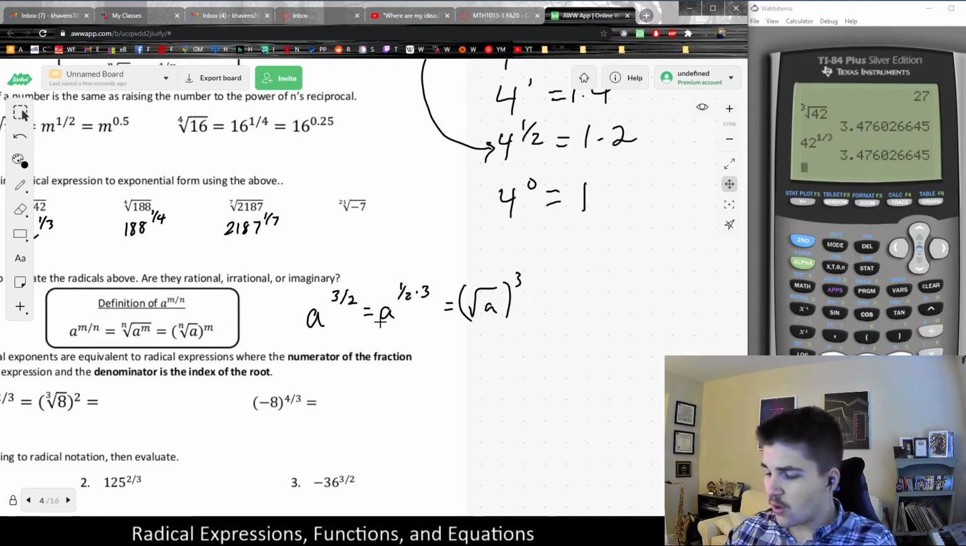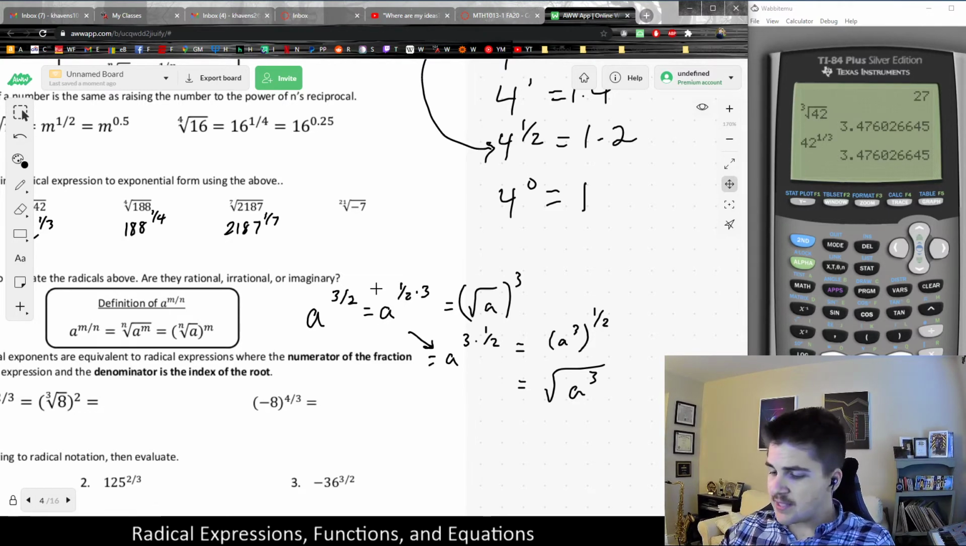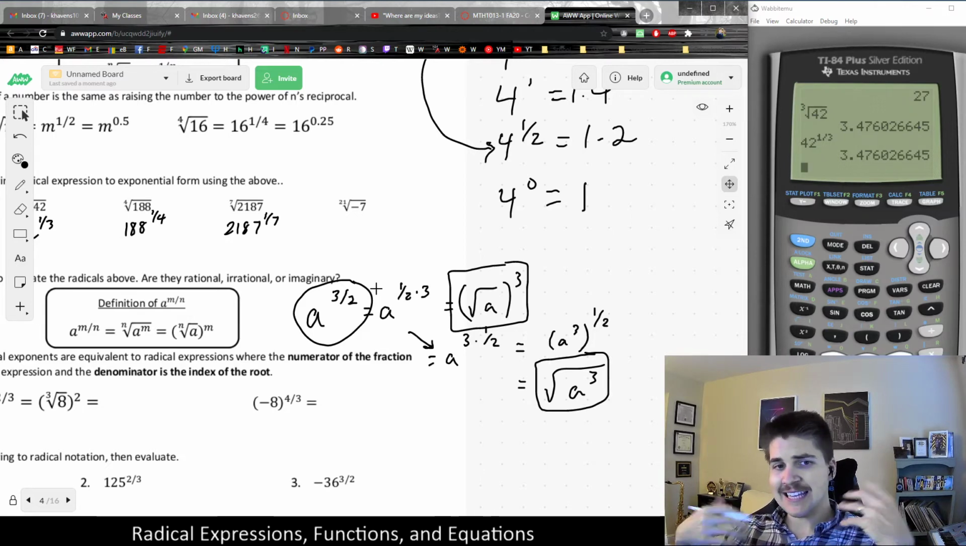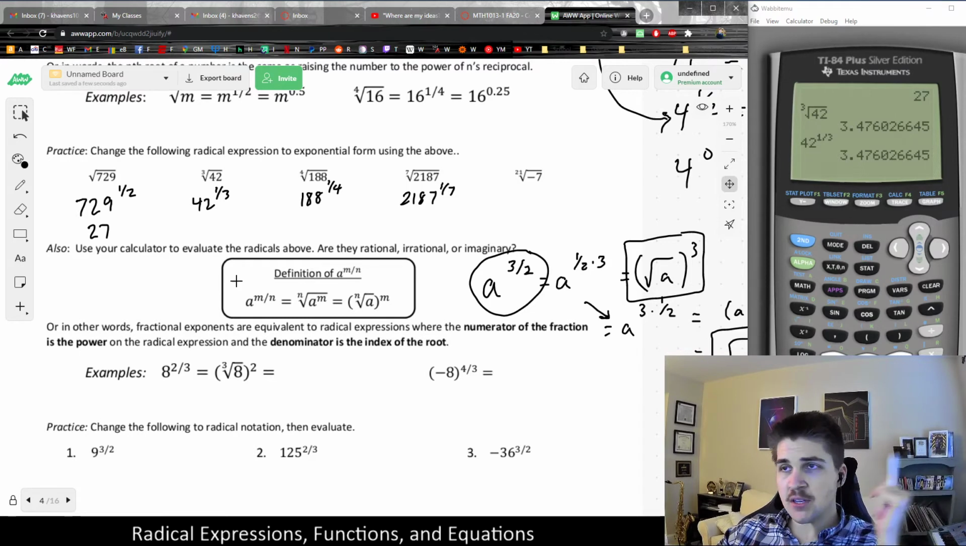But I could have also arranged it in a different order. I could have also arranged this as equal to a to the 3 times 1/2 power, which would be a way of saying, well, I have a cubed to the 1/2 power, which would be equal to the square root of a cubed, because again, a 1/2 power just means the square root. So essentially, if I have a fractional exponent, it's equivalent to a radical expression in two forms, which are always equal. And this is what this generic definition is communicating.